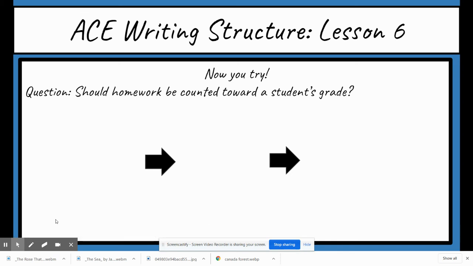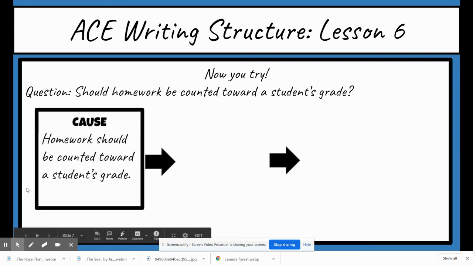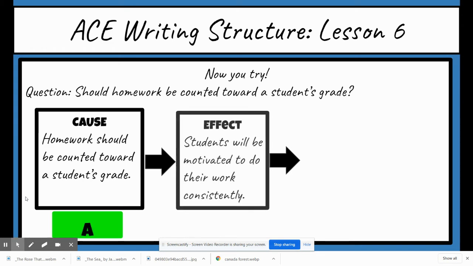Should homework be counted towards a student's grades? Maybe you say yes, it should. So that goes into your cause box because that is your A. Homework should be counted as a student's grade. Well, one result here is that students would be more motivated to do their work consistently. That means on a regular basis. This would be considered your C.